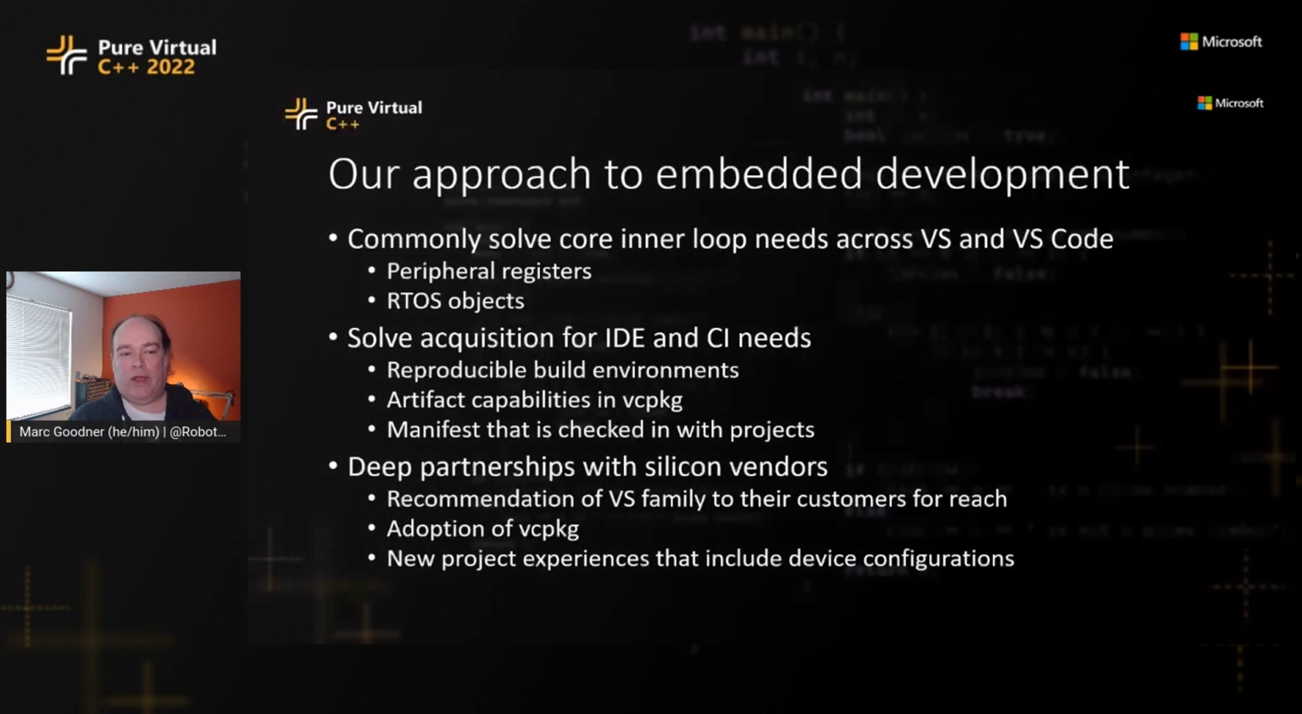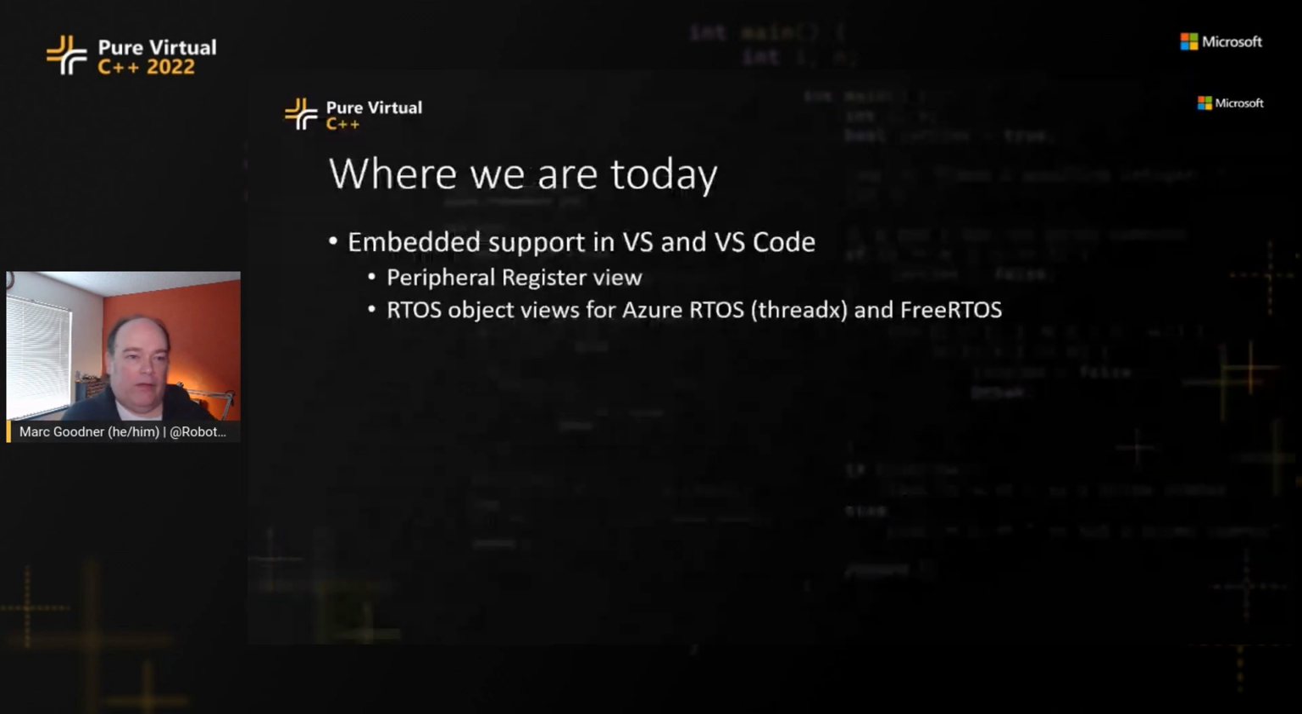And then, of course, we've also got to work with the silicon vendors around how we can, in the future, start defining new project experiences that include the device configurations that are necessary for embedded development. And so where we're at today, we have a peripheral register view that we're going to show, and we have an RTOS object view for Azure RTOS and for FreeRTOS. I'll talk at the end about where we're going next because we have more coming on that.